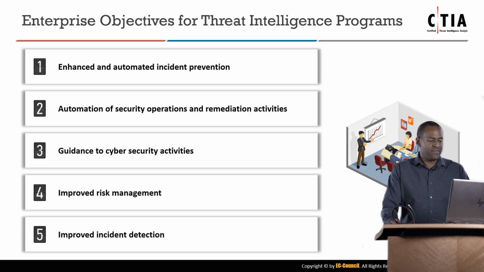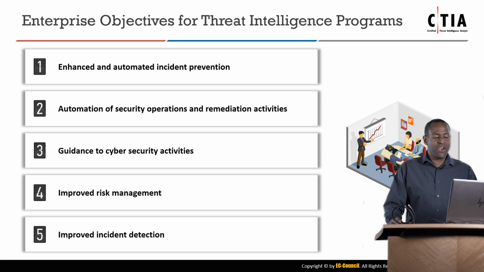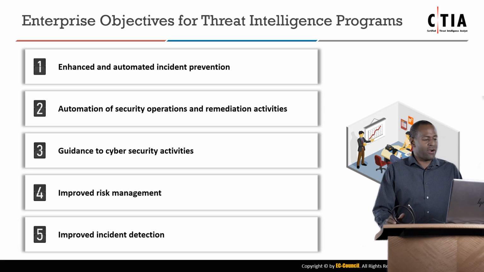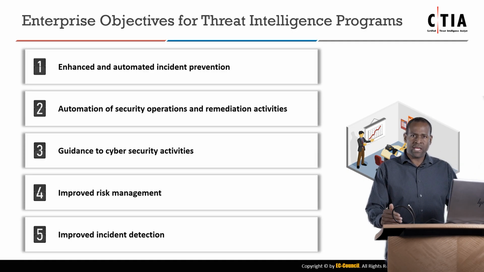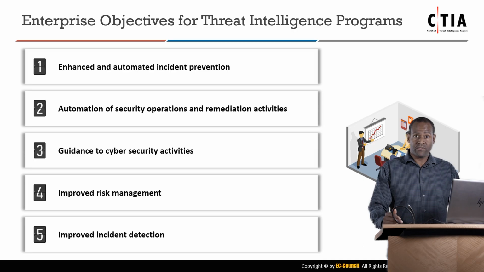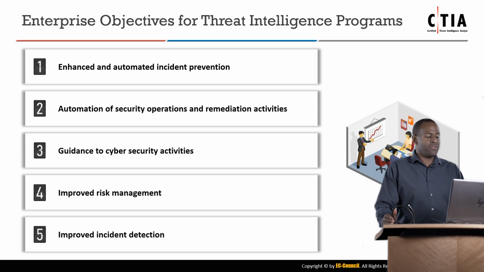Number three, guidance to cybersecurity activities. So we want our enterprise cybersecurity intelligence threat program to give us insight, to give us guidance, so that we can know, number one, if the activities that we are conducting to mitigate risk are effective, right? Number two, to suggest where we should go next for cybersecurity activities. So that entire system that we have running should help us with that.